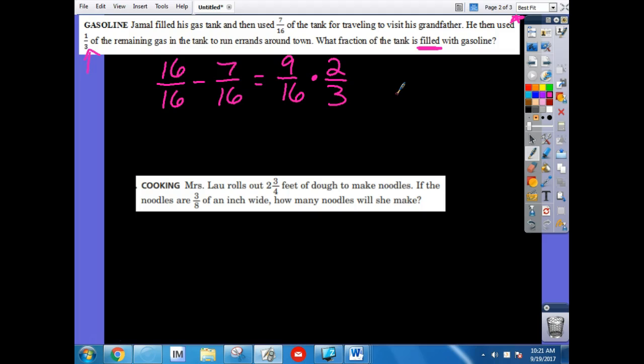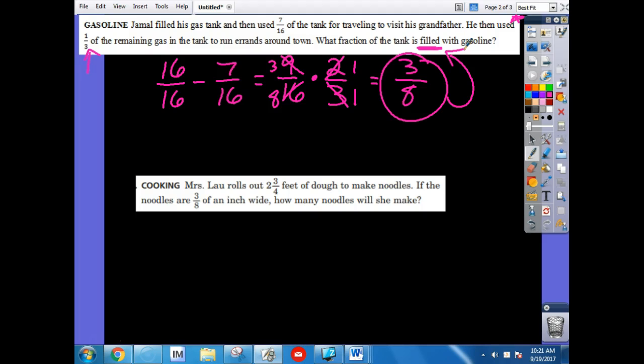Another nice thing I can do in multiplication is simplify ahead of time. I know that both of these are even numbers. 2 will go into both of them, 1 and 8 times. And on the other side over here, 3 will go into both of these, 1 and 3 times. 3 times 1 is 3. 8 times 1 is 8. 3/8 of the tank is still filled.